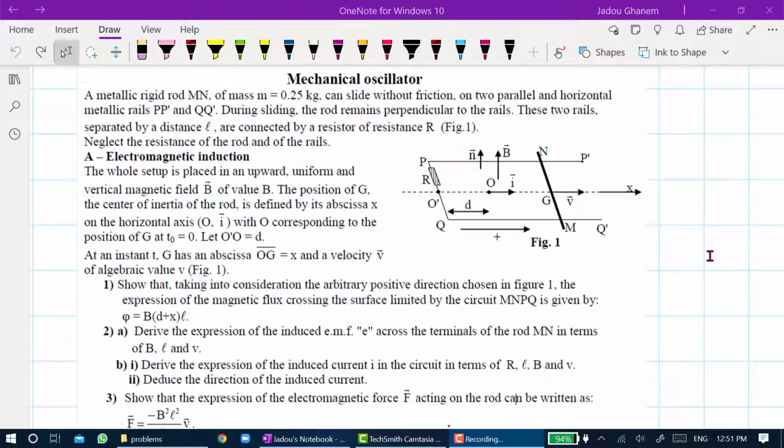Hi everyone, in this video we'll try to cover the concept of chapter 8, electromagnetic induction. Let's start with the given provided with this exercise.